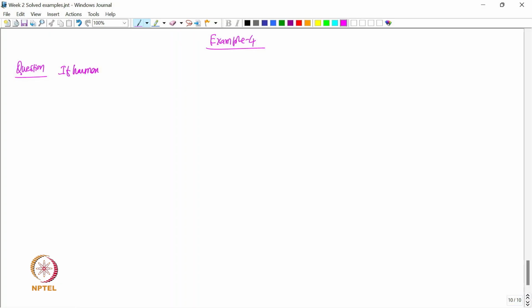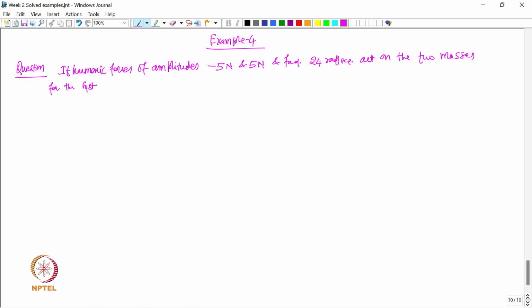If harmonic forces of amplitudes minus 5 Newton and 5 Newton and frequency 24 radians per second act on the two masses for the system given below.